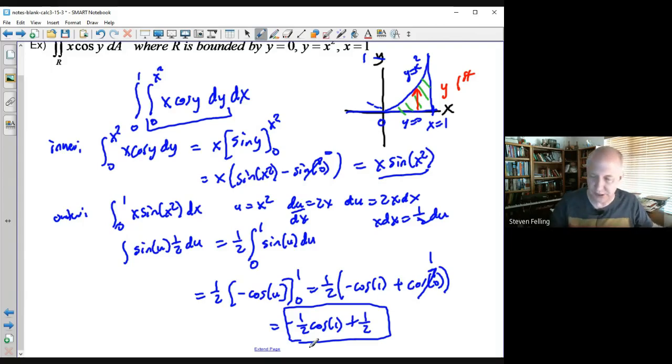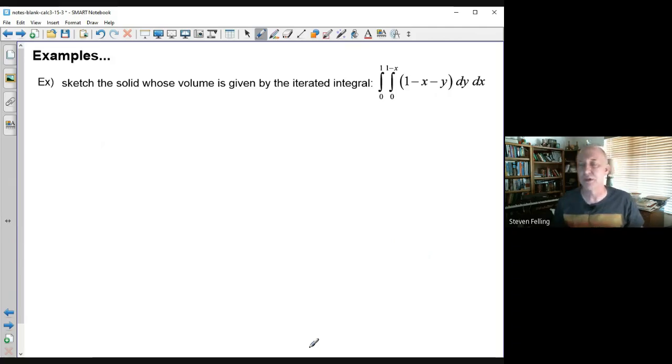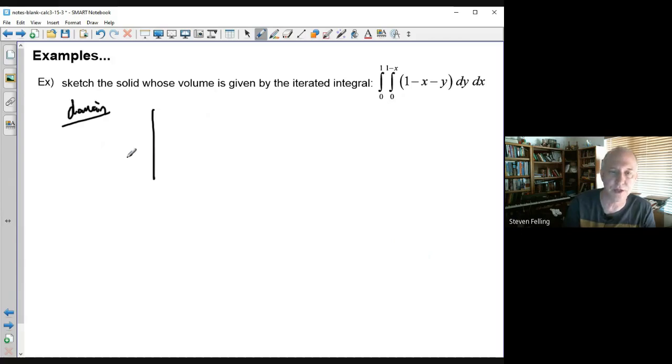All right. I think the last thing I want to show you here is sometimes we just want to sketch the volume. So some problems will just ask you to reproduce what the shapes are. So let's first graph the domain. I always want to do that first because I can get that from the limits of integration. And then that will help me in graphing the three-dimensional shape that we're asked to find.